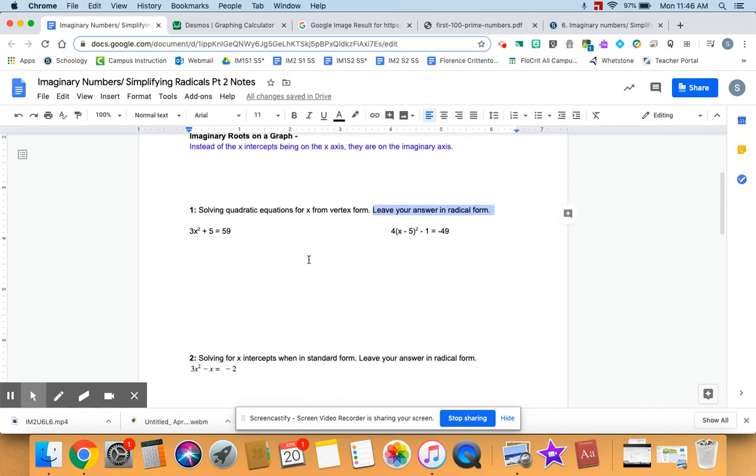So I'm going to show you the 3 types that they might use this phrasing on. And you just have to pay attention on the test. Is this one that wants me to take it all the way with the calculator to the decimal, or is it one where they say leave it in radical form so you don't? So we're going to start with this guy here. So simply, all this instruction says solve the quadratic equation for x from vertex form. It's already in vertex form. Both this one and this one are already in vertex form. So we just solve from here.